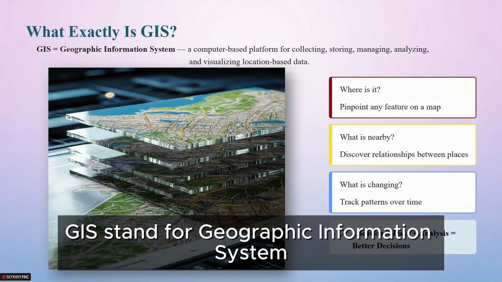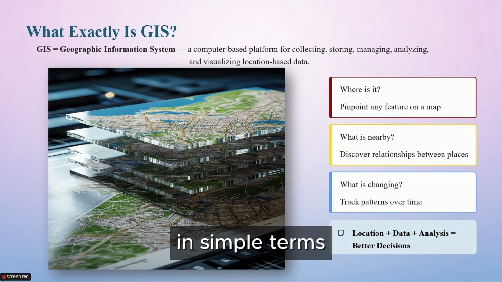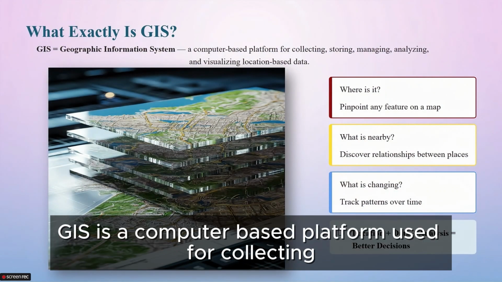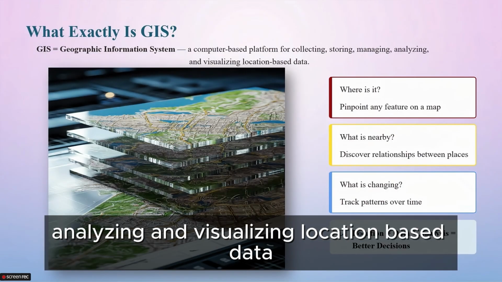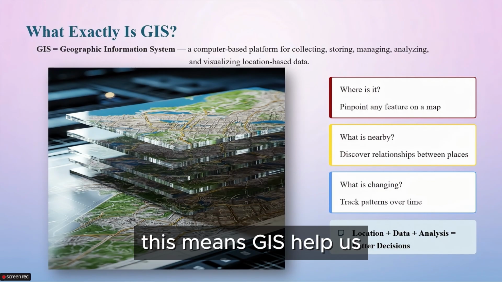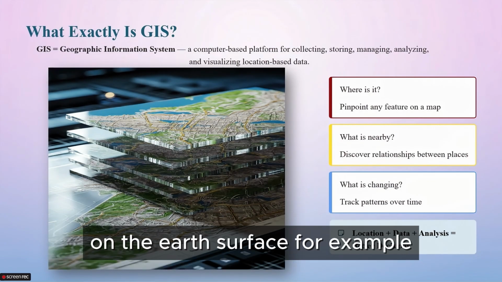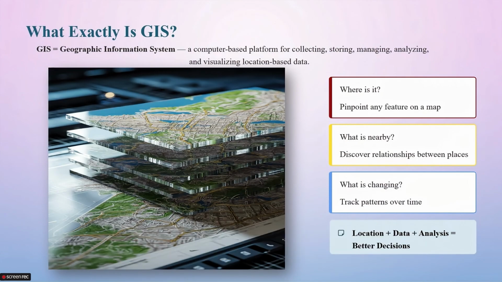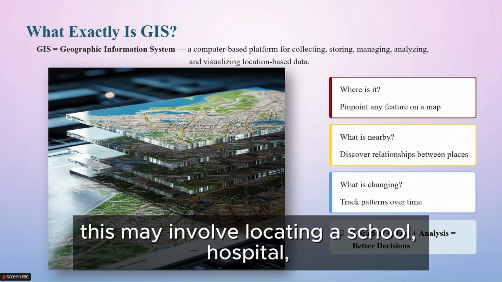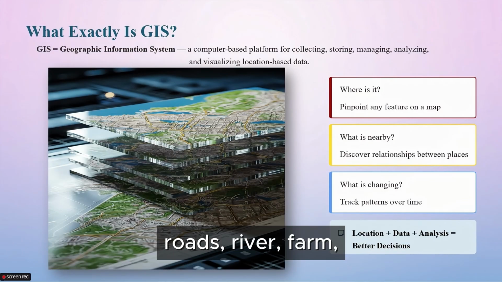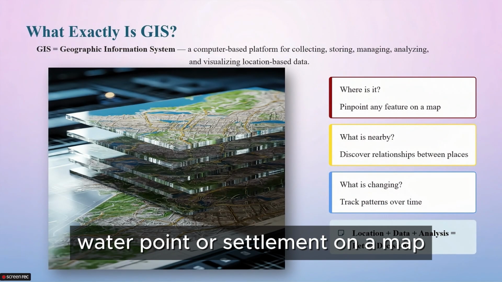GIS stands for Geographic Information System. In simple terms, GIS is a computer-based platform used for collecting, storing, managing, analyzing, and visualizing location-based data. This means GIS helps us with information that is connected to a specific place on the Earth's surface. For example, GIS can help answer the question, what is where? This may involve locating a school, hospital, roads, river, farm, water point, or settlement on a map.